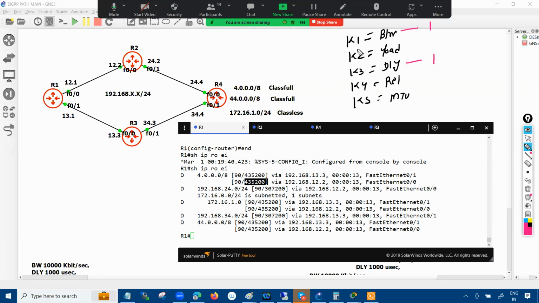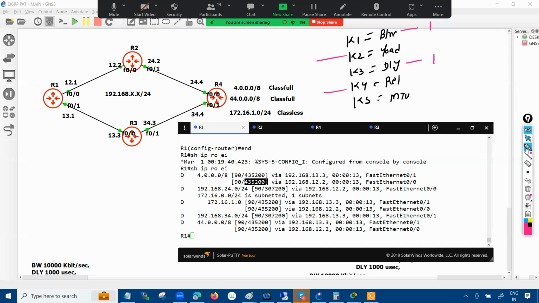The reason is that these are static in nature. Load and reliability are dynamic in nature. Guys, please pay attention to my words: when the traffic is high, load will increase and reliability will decrease. That's why these are dynamic in nature, and that's why we are not using them for the metric calculation.